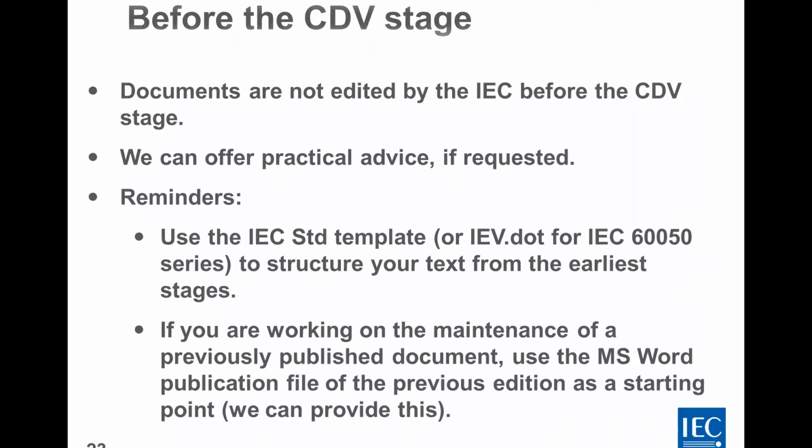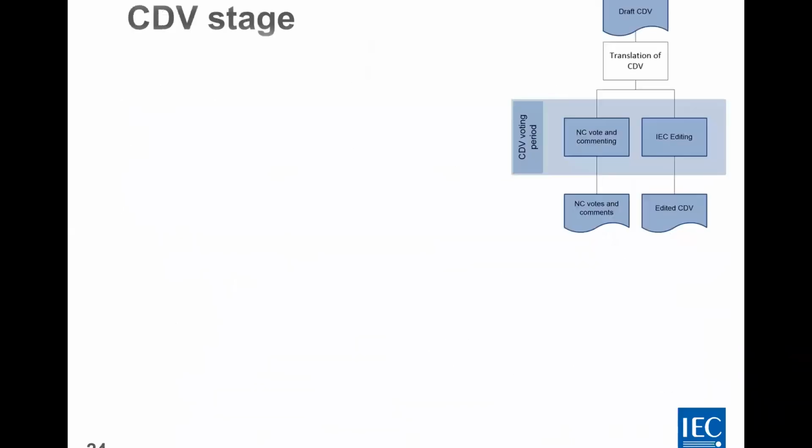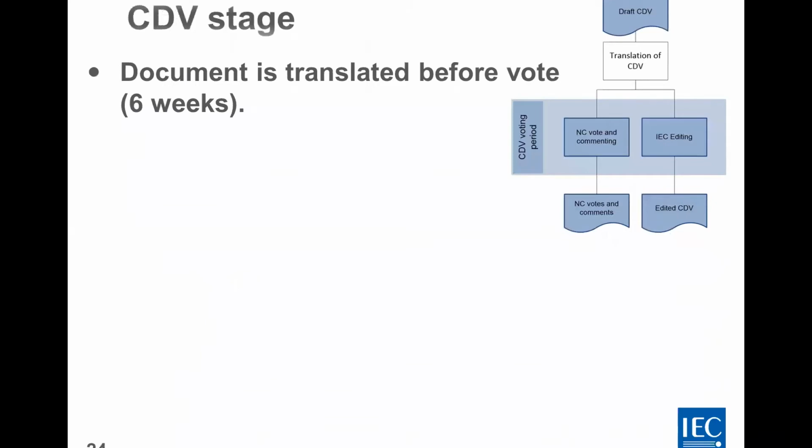So at the CDV stage, what happens? When you submit a draft CDV to us, it is then submitted to all of our national committees for potential translation or preparation of the vote. So they have 6 weeks to translate the document or to prepare it for their national vote.